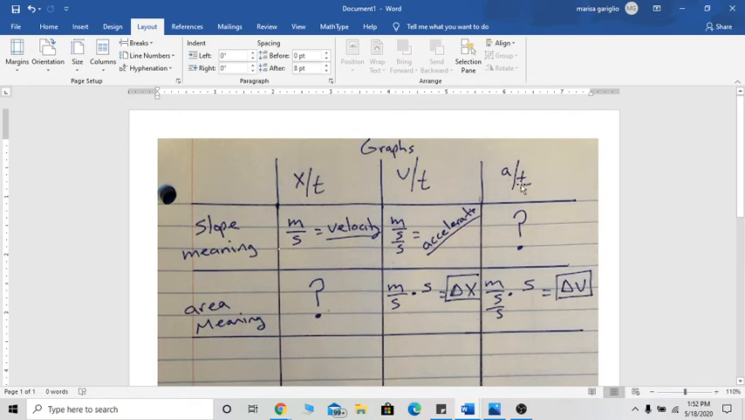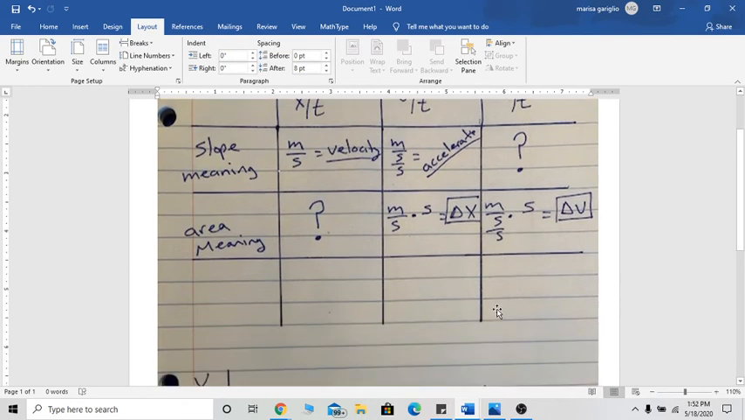Now the area for acceleration time graph, we have meter over a second squared on our y-axis. Our x-axis, we have time, which is a second. So it means the 2 seconds cancel out. We're left with a meter over a second, which means we have a change in velocity.